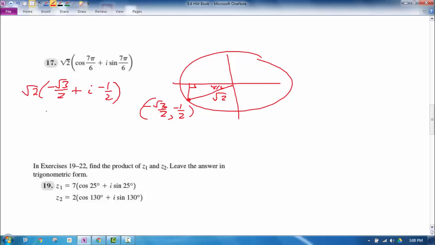So now I can distribute, and this gives me negative square root of 6 over 2. If I just multiply, you can actually expand the square root over both. And then minus, I'll do minus here, square root of 2 over 2i. So that would be my answer in a plus bi form.